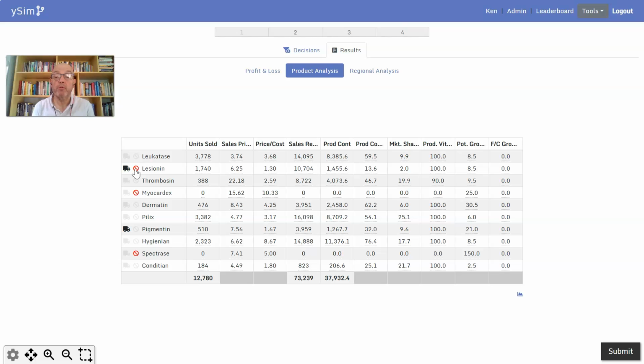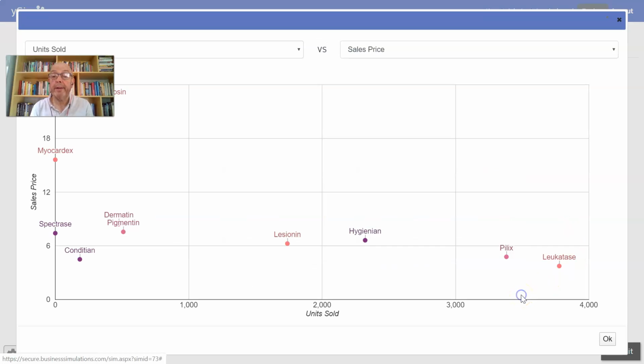And you can do some really clever analysis on the previous year. That will be very helpful for you, because you have key fields like units sold, average sales price, price cost ratio, sales revenue, product contribution as a number and as a percentage, market share, product vitality, which is a measure of how healthy the business is, the product is a competitive product, and the potential growth taken into account the different markets.